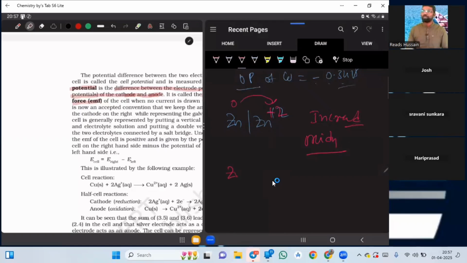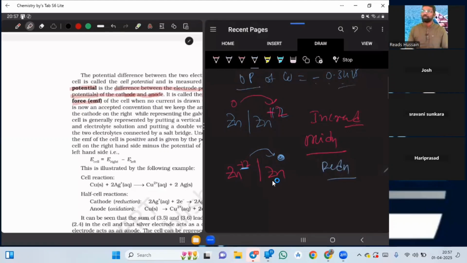Now Zn plus 2 to Zn. That means what? Zn plus 2 converted to Zn. Here oxidation number of Zn is plus 2. Here oxidation number of zinc is 0. Plus 2 to 0. Reduced. Reduced means reduction. This is the reduction process.